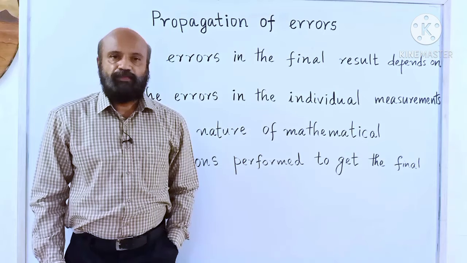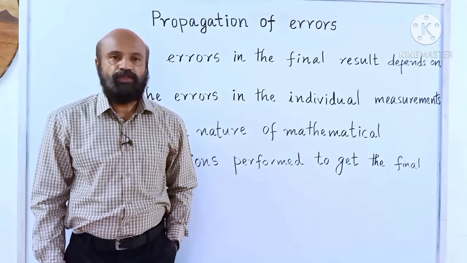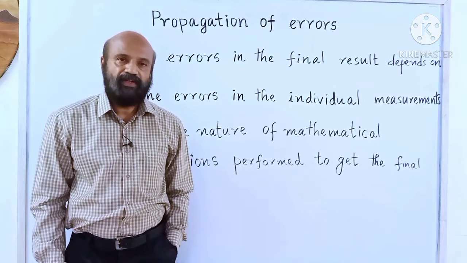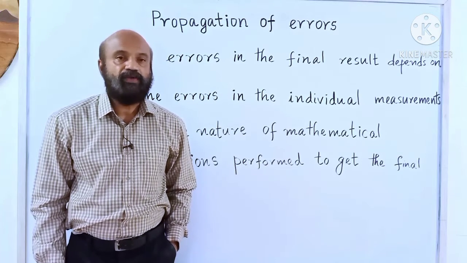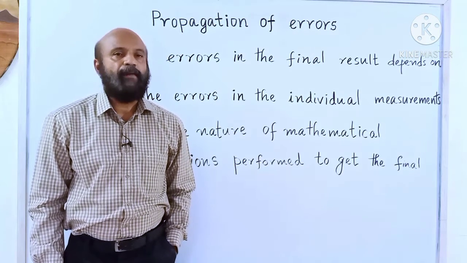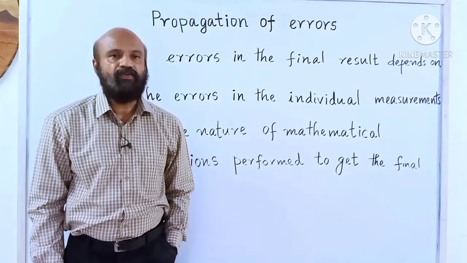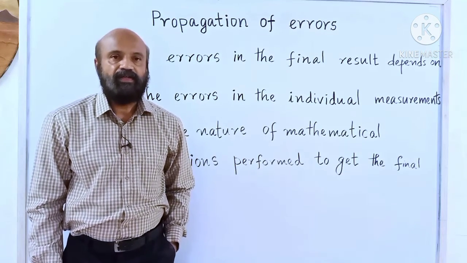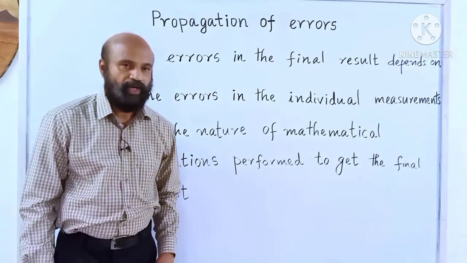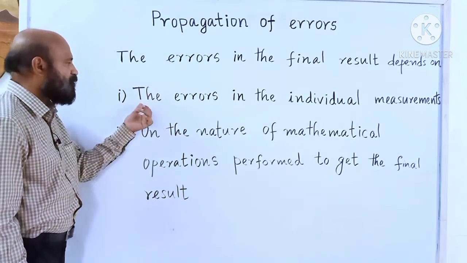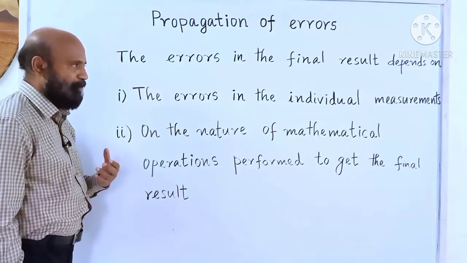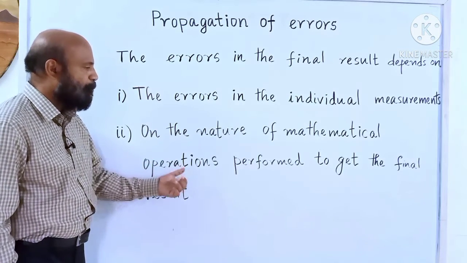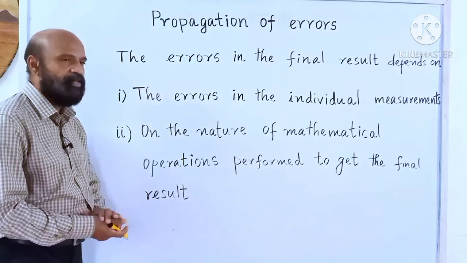When we do an experiment, we will be using various instruments to measure physical quantities. After getting various physical quantities, we will be doing various mathematical operations to get the final result. The error in the final result depends on two factors. First one is the errors in the individual measurements. Second one is on the nature of mathematical operations performed to get the final result.